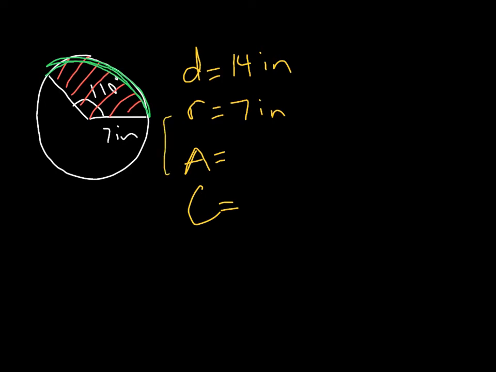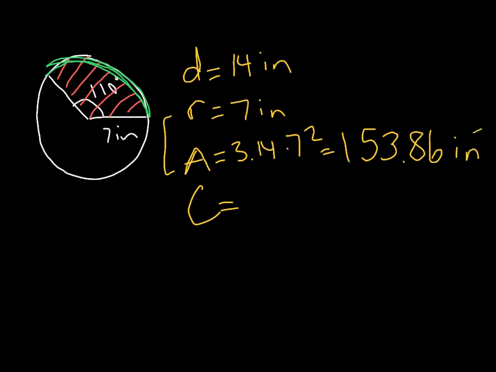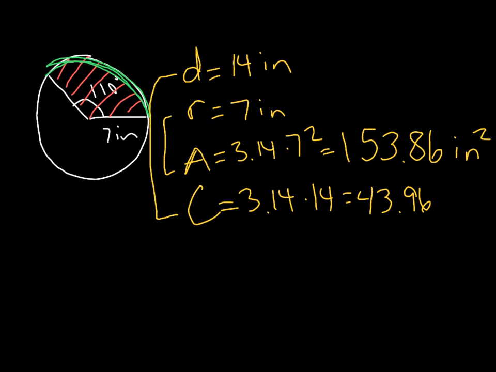So let's go ahead. We use the radius to find our area. So pi r squared would be 3.14 times 7 squared. 3.14 times 7 squared on my calculator tells me that it's going to be 153.86 inches squared. And then the circumference, remember, is pi times diameter. So I use this guy up here. So 3.14 times 14, which is 43.96 inches.